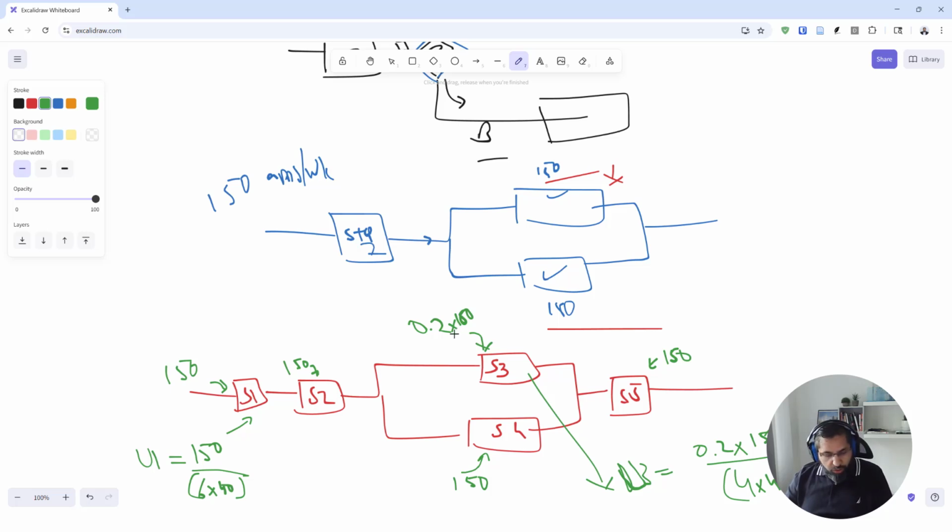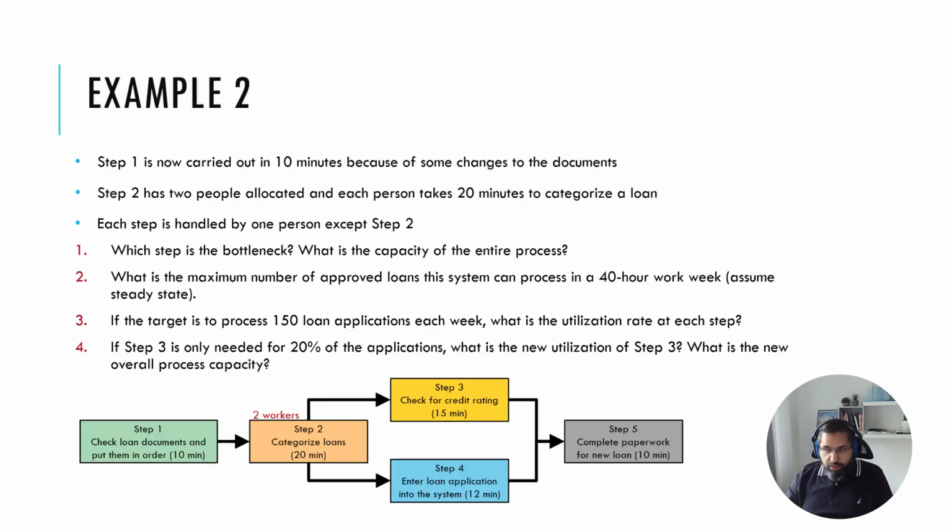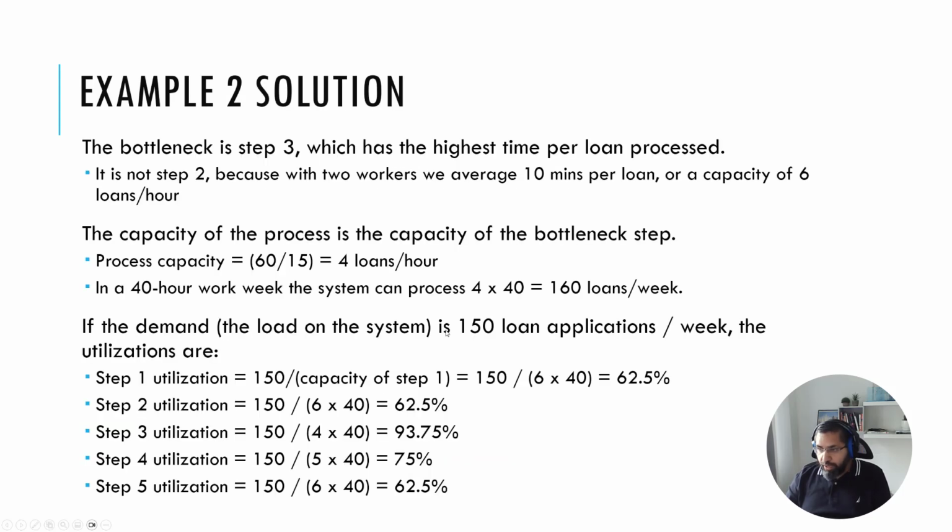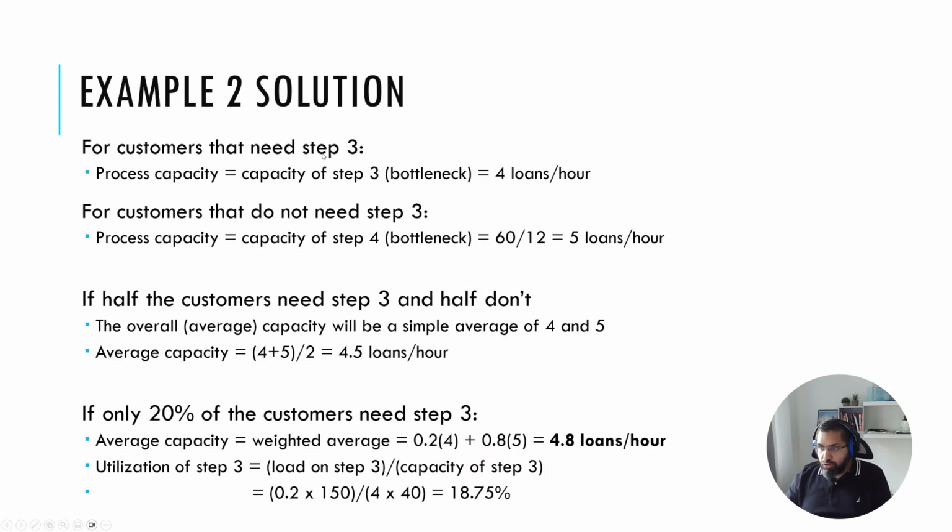Okay, so let's go back here and see. At the bottom of the slide, if only 20% of the customers need step 3, the utilization of step 3 would be the load on step 3, which is 0.2 times 150, like we discussed at the bottom of the slide, divided by 160, just like we discussed, and that's 18.75% utilization.